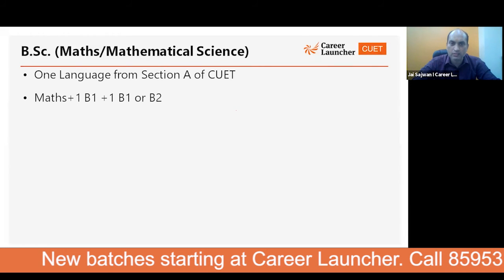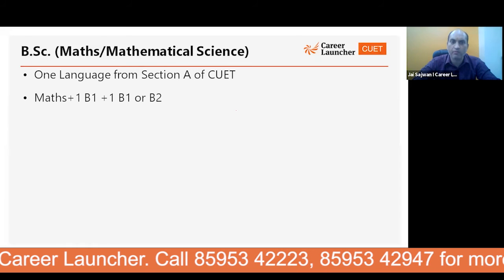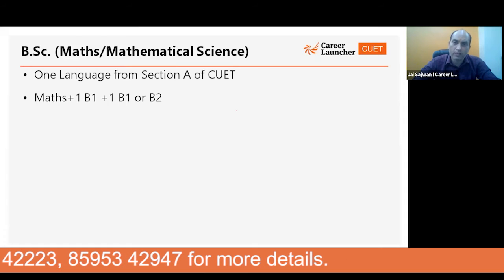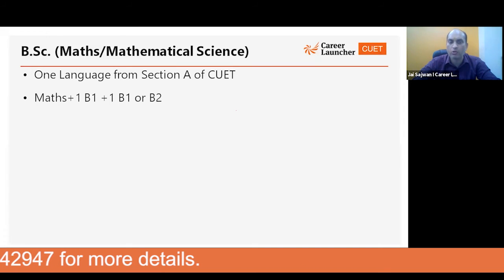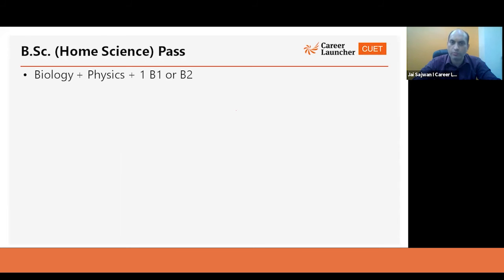Along with that, maths is mandatory, and one subject should be from B1 and other subject can be from B1 and B2. Again, 4 subjects are calculated here. But even if someone has studied maths in humanities, I think he can also go ahead with the BSc. Fine, because no physics, chemistry are going to be asked there. Now, of course, you can opt for that, but it is not mandatory.